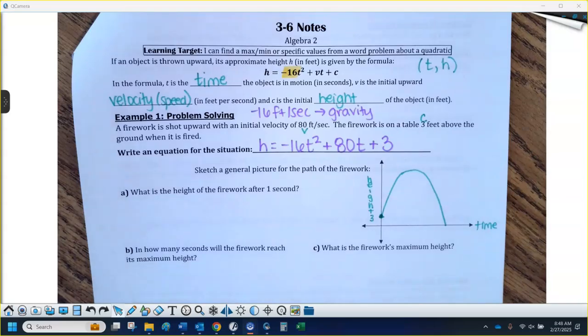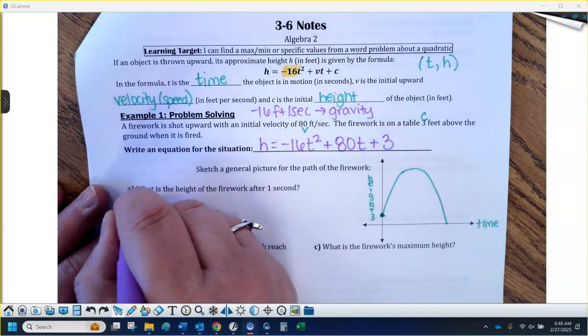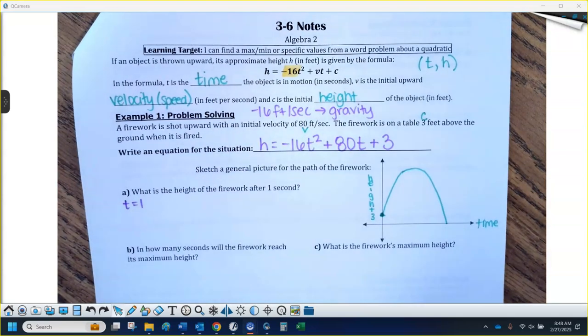Like, how would you go ahead? You can just use the formula. The t in the formula is the time. So if I know 1 second, I can plug in that 1 second for the t. So t equals 1 here, if it's 1 second.